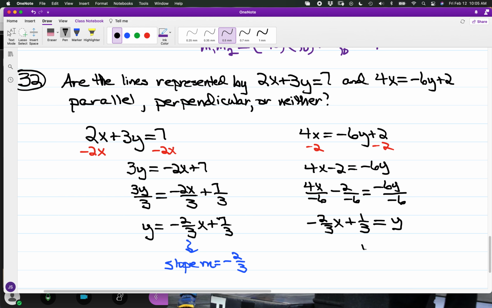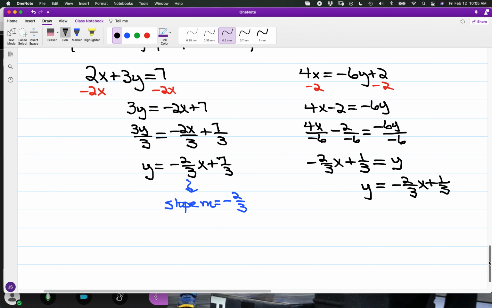So we have here y is equal to negative 2/3 of x plus 1/3. Okay, so you have different lines here. Okay, you have negative 2/3 of x plus 7/3 for the first, 1/3 for the second. So the first line has a y-intercept at (0, 7/3), and this line has a y-intercept at (0, 1/3). Okay, so the lines are distinct.